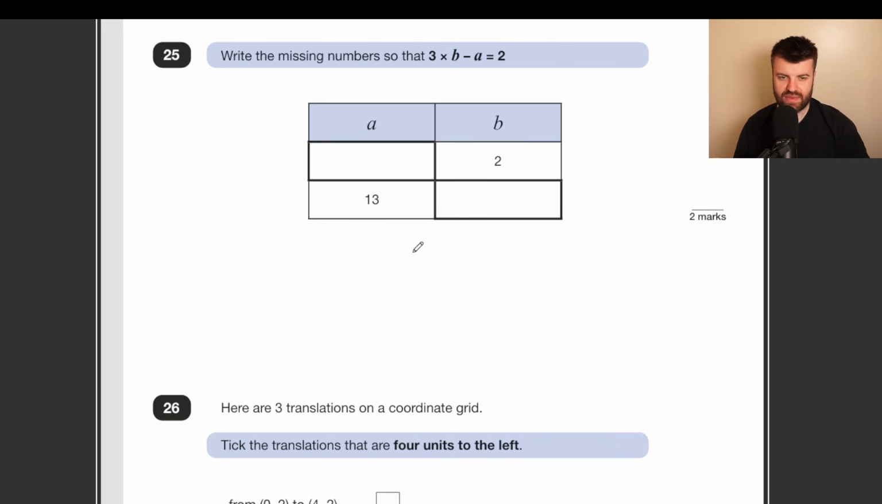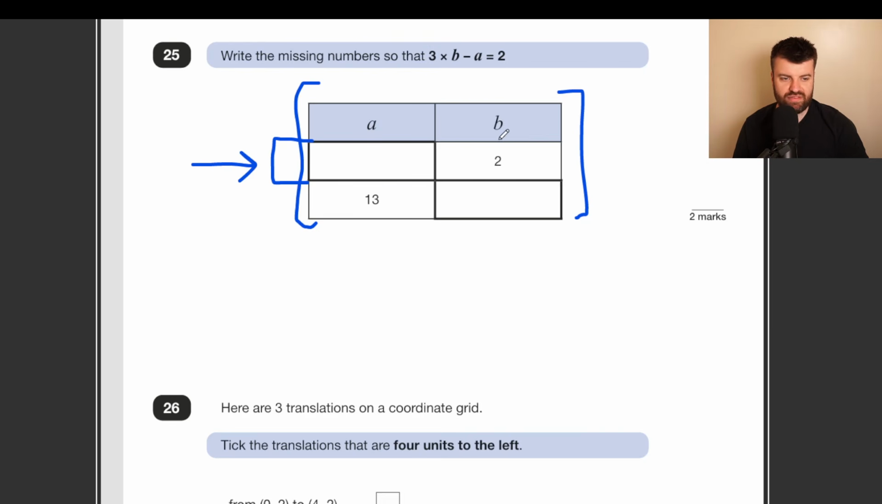That's my personal opinion. 25. Write the missing numbers so that 3 times b minus a equals 2. There was a lot of talk about this question and the formatting again. Okay, you might want to test on algebra, but why is it laid out like this? Anyway, what we're doing is, this row is one question. I don't think that's very clear. They could have separated these out. This row is one question.